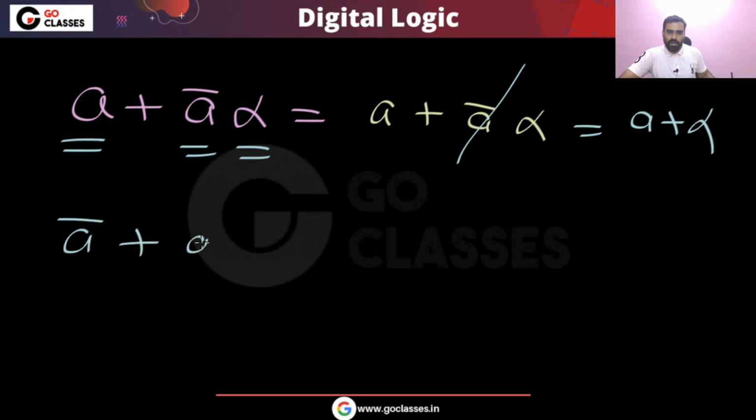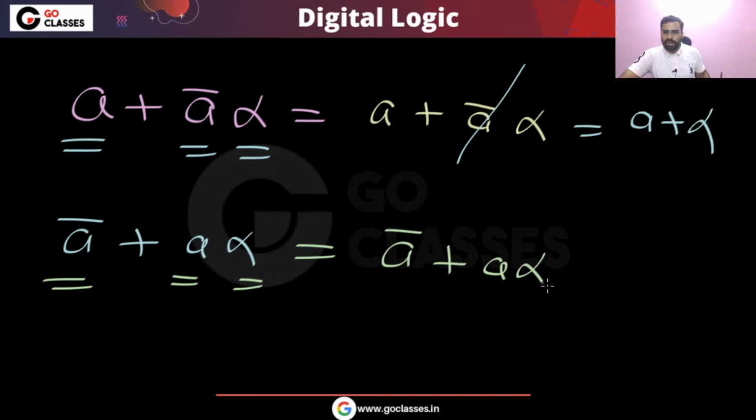Similarly, if you have A bar or A alpha, you can notice that you can remove this. Basically, this is what you can do: A bar or A alpha, you can remove the A. So finally, you will get A bar or alpha.